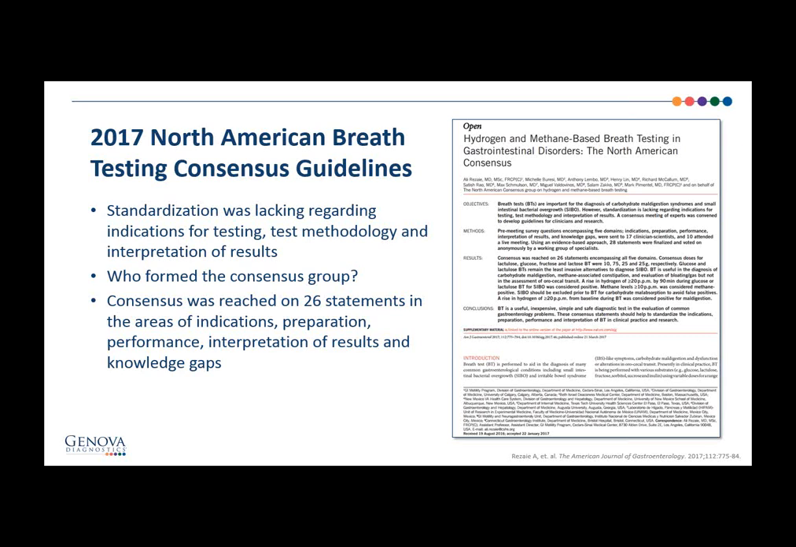And there were pre-meeting survey questions that were sent to consensus group members to identify gaps in knowledge. And then they convened, and these statements were voted on and accepted if greater than 70% of the participants agreed. So a consensus was reached on 26 different statements in the areas of indications for testing, preparation, performance of testing, interpretation of results, and identifying additional gaps in knowledge.